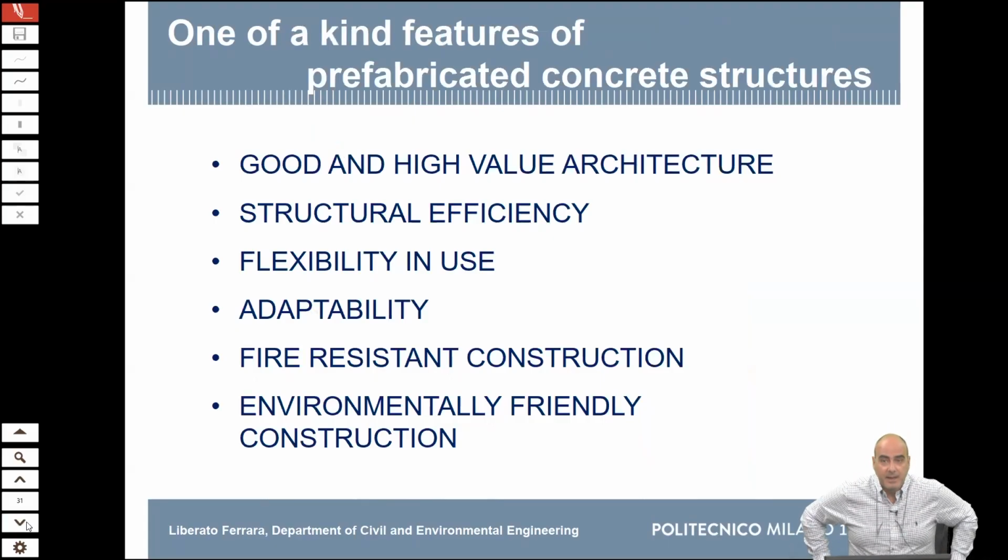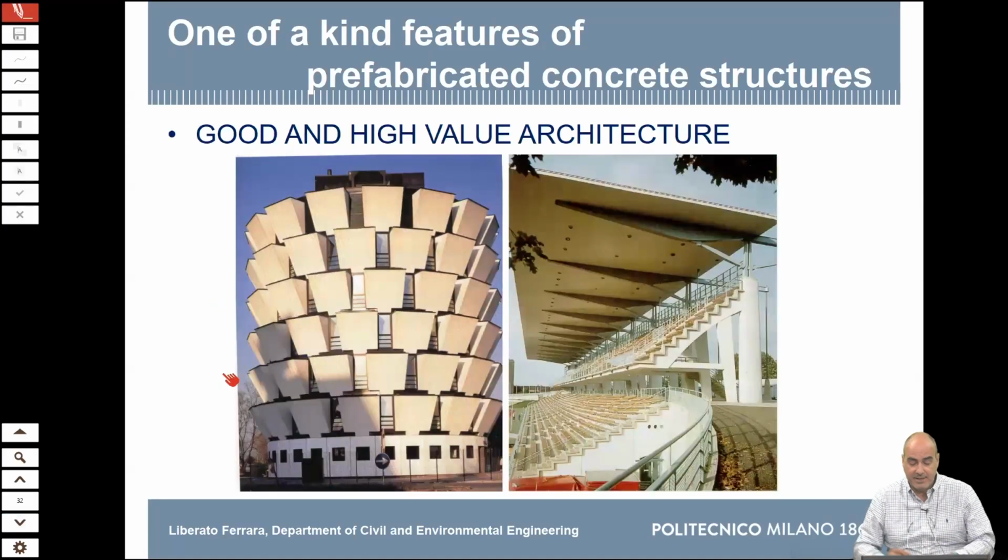As I was saying, the further benefits could be, first of all, the better finishing, but also because you can engineer the design of your formwork. You can also have good architectural values, good shapes, structural efficiency, flexibility, adaptability, fire resistance, and environmental friendliness. For example, this is a stadium. The Chennai stadium was mentioned before; you can employ this also in this case. And this is an office building in the north part of Milan. We call it the Pineapple Building because it looks like that.